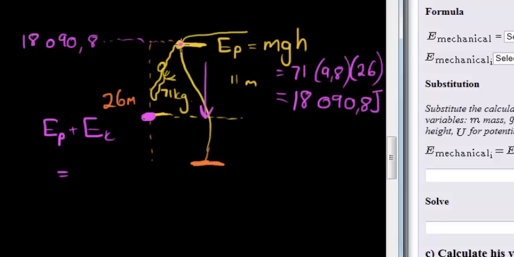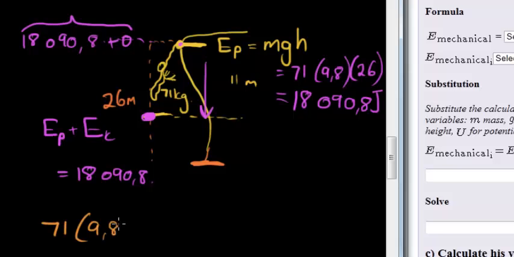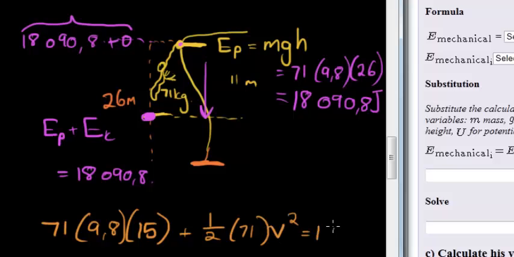So he started falling from rest, so plus zero. This is the total mechanical energy, and this must therefore equal 18,090.8. Now let's see what the right hand side of this equation simplifies to. We have the potential energy, mass times gravity times height, is 71 times 9.8. What is height? 11? No, be very careful. At this point he's dropped 11. His new height is now 15, 26 minus 11. And this is potential energy. Kinetic energy is 1/2 times mass, 71, times velocity squared.